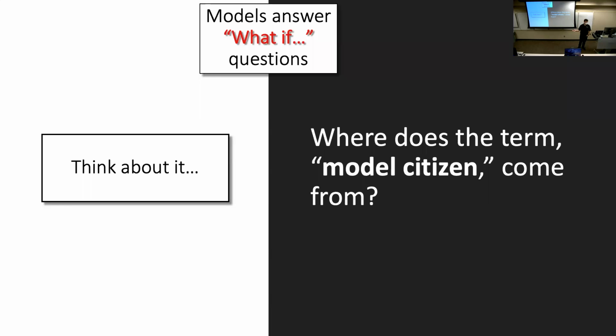Well, if I was a good citizen, I stop at red lights. I don't go through red lights. So the what if here is, what if I were put into these situations? What would a model citizen do? WWMCD, I guess. So the idea here is this can be prescriptive on what you as citizens might do.